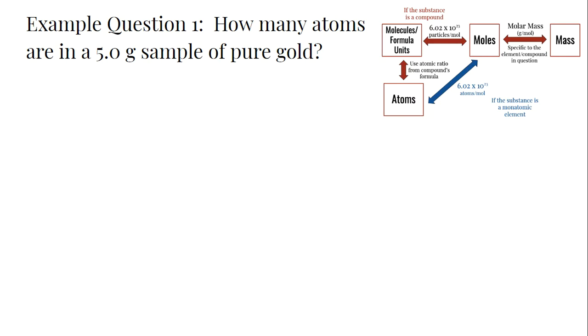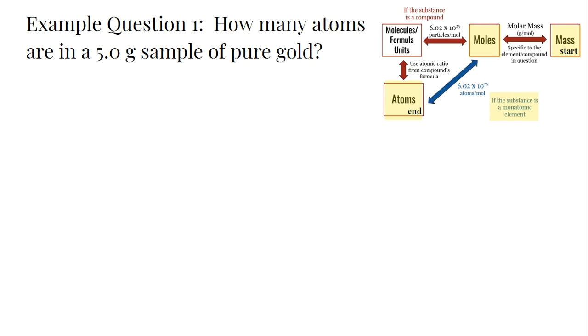So now let's look at this question. How many atoms? So we're going to end at atoms in our map. Okay, how many atoms are in a 5.0 gram sample? So grams, that's mass. So we're going to start at mass. Now, how are we going to get from mass to atoms? Well, the next thing we need to figure out is, is this substance an element or a compound? In this case, it's a monoatomic element, gold. So we can go from mass to moles and then right to atoms.